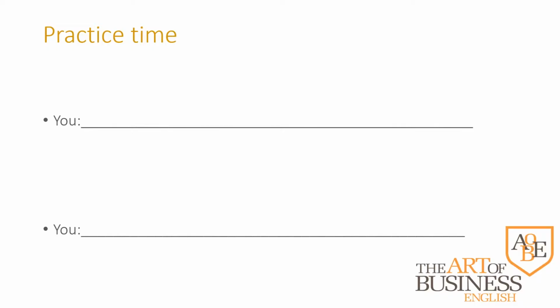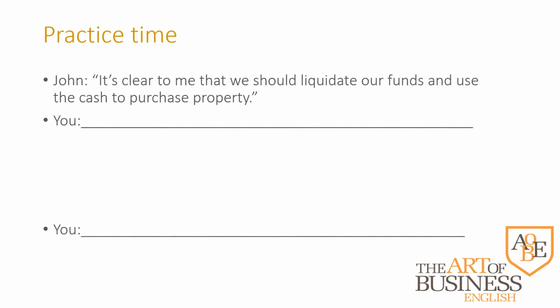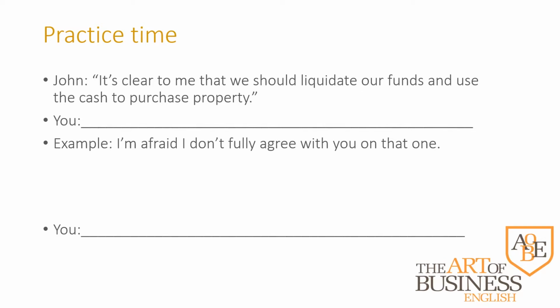So let's move on to the last part of the episode, disagreeing context and practice. So here in the last part, I'd like to get you guys to practice some of these expressions in context. All right. So in the first part, I would like you to disagree politely in the following conversations. So number 1, John, it's clear to me that we should liquidate our funds and use the cash to purchase property. So an example here could be, I'm afraid I don't fully agree with you on that one.